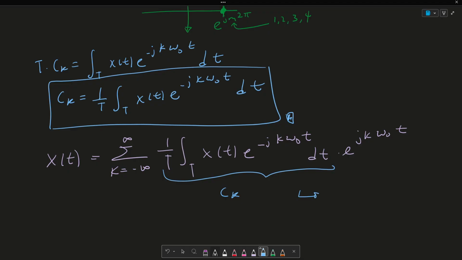The next video I will do is showing this in terms of sines and cosines. And I'll try to do the example for the sine wave. So look out for that.